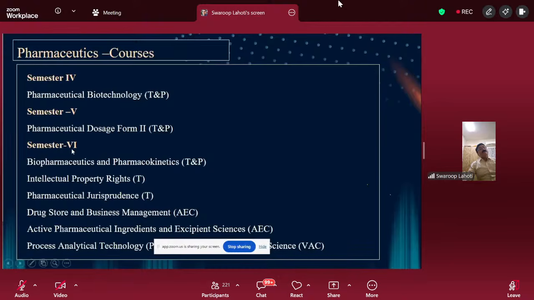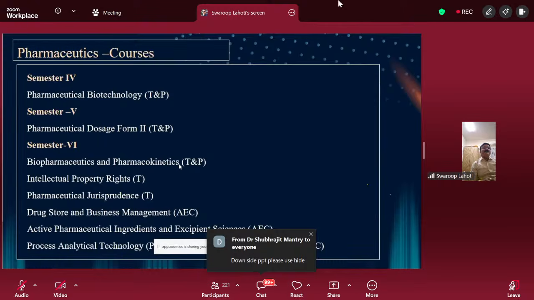Then semester 6 covers biopharmaceutics and pharmacokinetics. Here the biopharmaceutics practicals are included. That is a new development in this syllabus, because if anybody wants to work well in research, as far as pharmaceutics is concerned, physical pharmacy and biopharmaceutics are the 2 basic subjects. That's why the biopharmaceutics practicals are included. There is nothing to worry about, because most biopharmaceutics practicals are on a calculation basis.